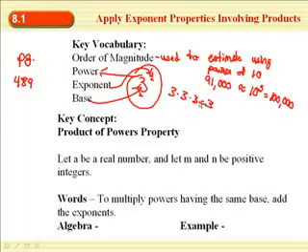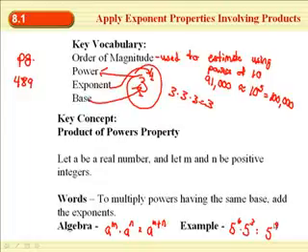So let's do the first key concept box, the product of powers property. Let A be a real number, let M and N be positive integers. To multiply powers having the same base, you add their exponents. So algebra would be A to the M times A to the N equals A to the M plus N. All you do is add the exponents. So with numbers, it would be 5 to the 6th times 5 to the 3rd equals 5 to the 9th. So you just add, but the bases have to be the same.